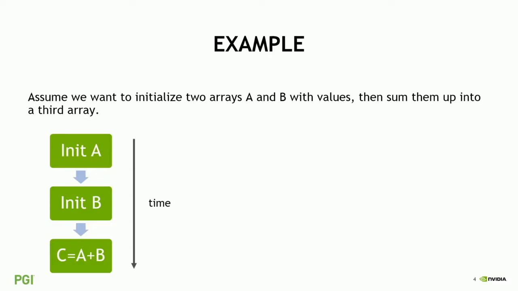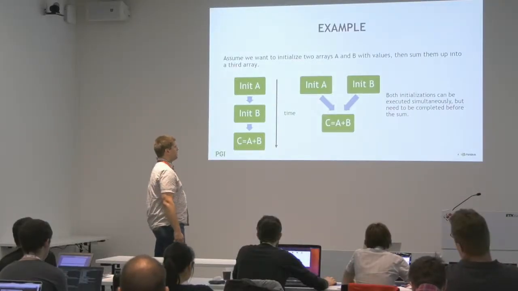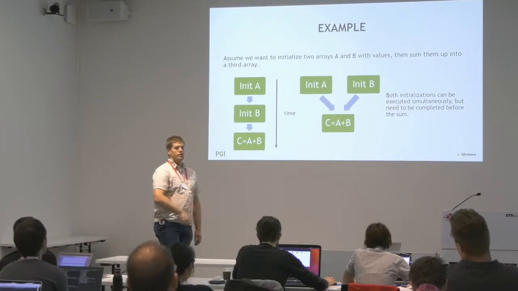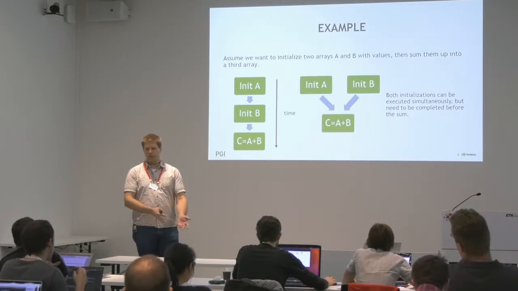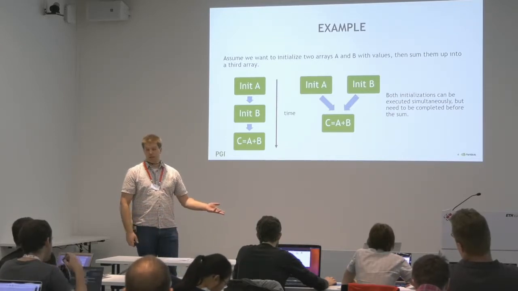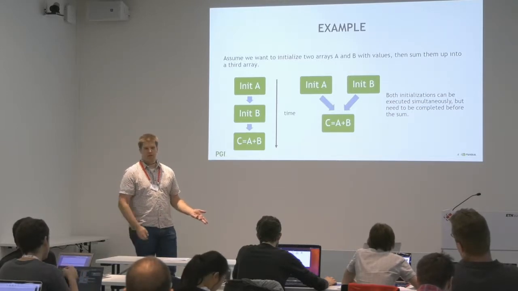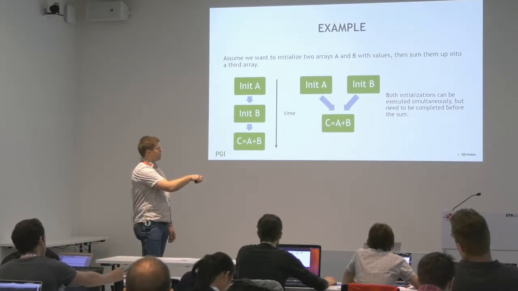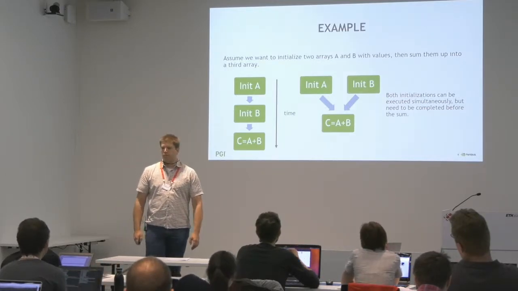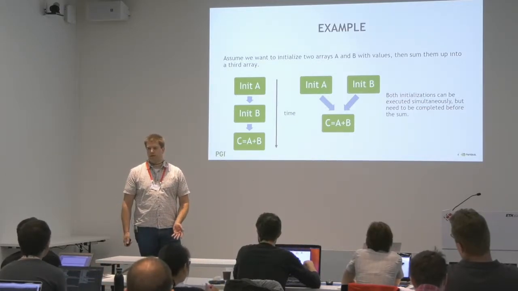But if you look at it from the point of view of which operations are independent of each other, the two initializations are completely independent. So ideally, we could have something like this. These two can be executed at the same time, or we don't really care if they overlap. B could be initialized before A, it doesn't matter for us. The only real dependency on the data that we have is that both of these need to be initialized at the point where we create the sum. But it doesn't matter in which order we initialize these.